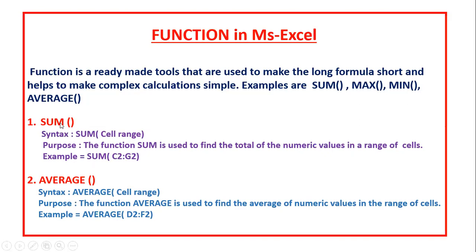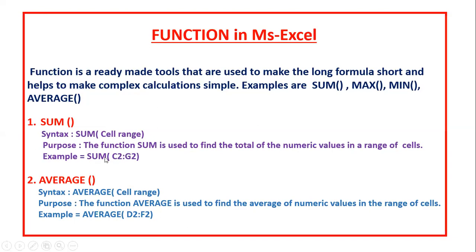Now the sum function. First of all, you have to know the syntax. The syntax of the sum function is: you write sum, then bracket, cell range, then close the bracket. Cell range means you use the first data cell address and the last data cell address. So you have to give the cell address from where to where you have to calculate. That is the cell range. So the syntax is sum, bracket, cell range.